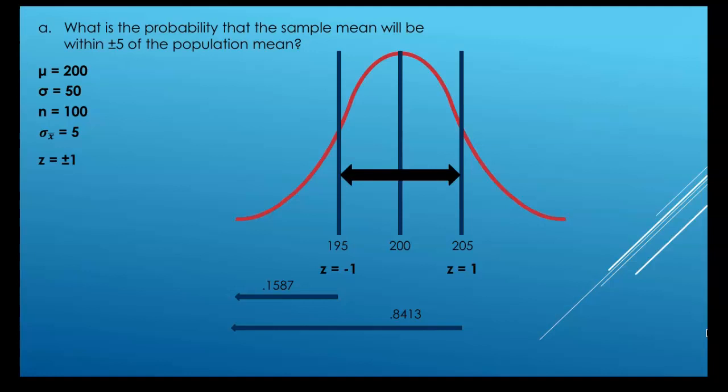Well, we're looking for the area between those two. So to find the area between those 2 points, what we're going to need to do is subtract those two areas. So 0.8413 minus 0.1587, that leaves us with 0.6826. So the probability that the sample mean will be within plus or minus 5 of the population mean is 0.6826.